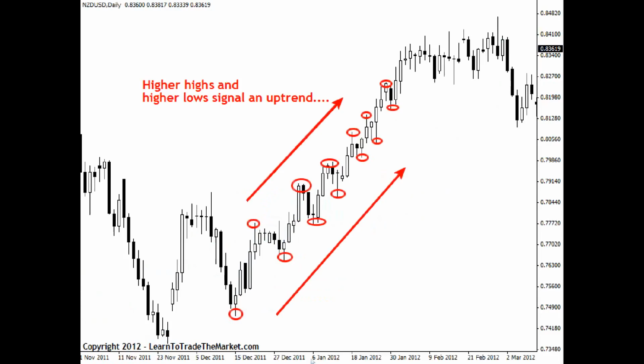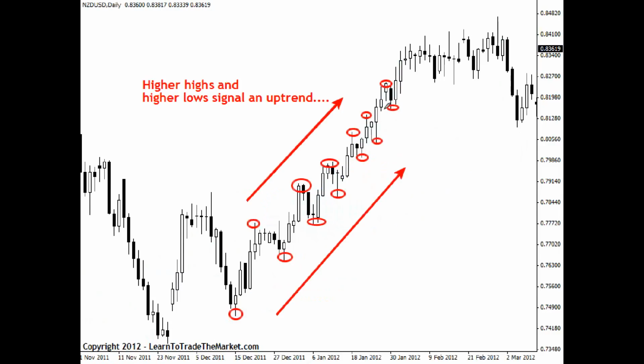So let me erase it. You see that reversal pattern right here? That's basically an uptrend continuation. Even though the market comes back to retest it, it takes off from there. Notice the market keeps making higher highs and higher lows. That's how you know you're still in an uptrend.